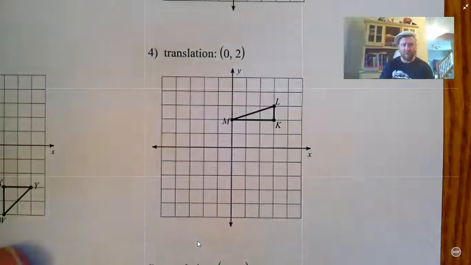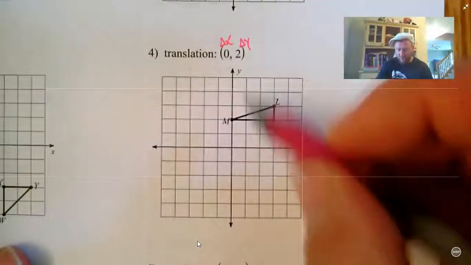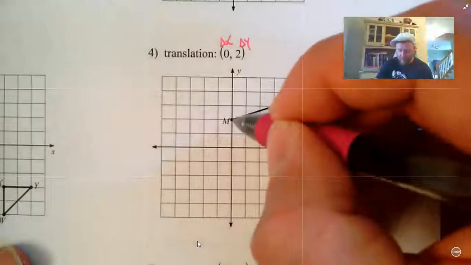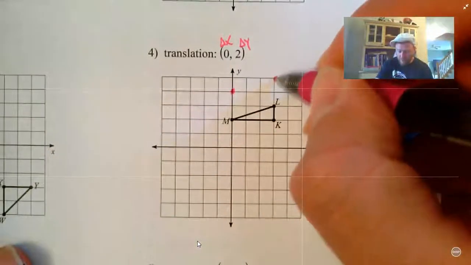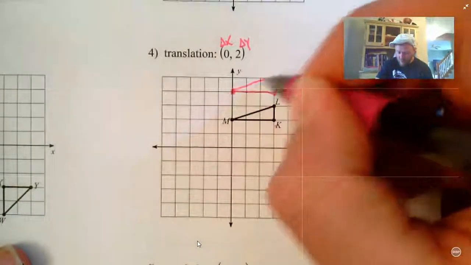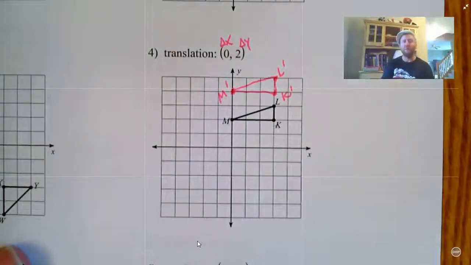Next one, 0, 2. It's like our change in x, change in y. So we're not moving left or right at all, but we are moving 2 spaces up. Up 2, up 2, up 2. Connect the dots, label our points, and we're done.